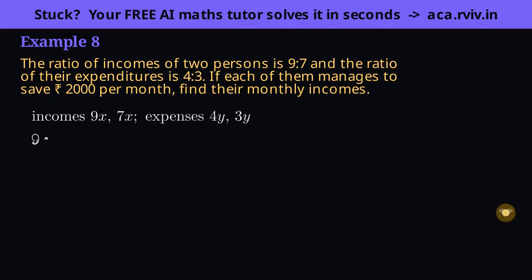Now turn savings into equations. Savings equal income minus expenditure, and we are told each person saves 2000. So 9x minus 4y equals 2000, and 7x minus 3y equals 2000. Two equations, two unknowns.